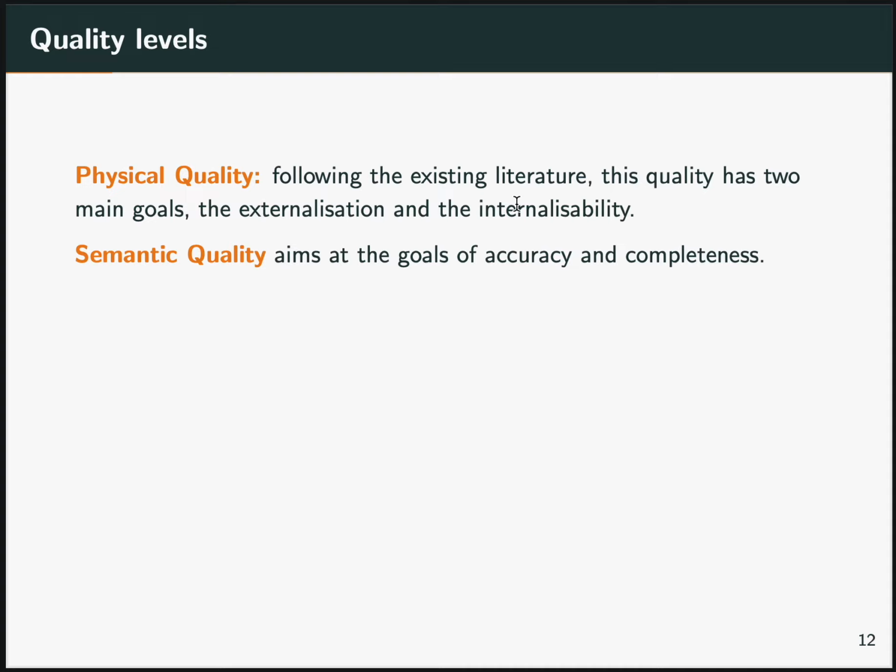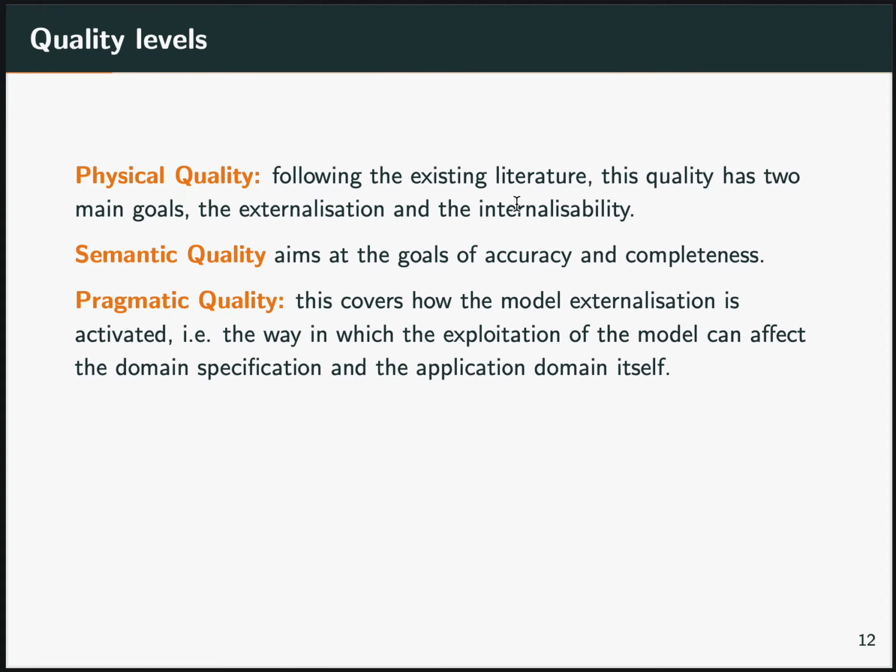And then you start building up on top of that to the semantic quality, which aims at the goals, where goals here are properties that you would like to see in your models, like accuracy and completeness. So you want a model for an application domain to be accurate and to be as complete as possible. And then you move to the pragmatic quality, which is about the activation of model externalization.